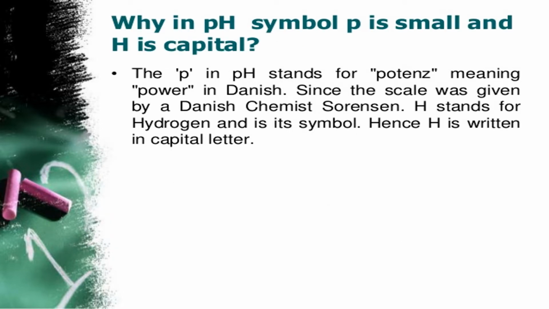Why is the pH symbol written with P small and H capital? The P in pH stands for potence, meaning power in Danish, since the scale was given by a Danish chemist, Sorensen. H stands for hydrogen and its symbol, hence hydrogen is written in capital letter. So it is pH: P is small, and H is hydrogen, power of hydrogen ion.